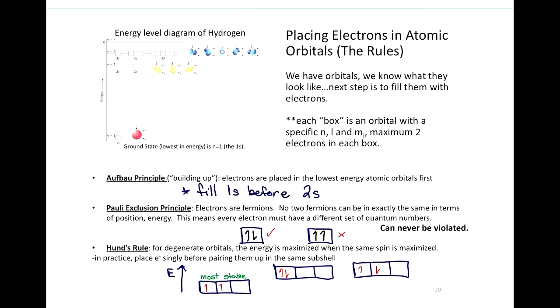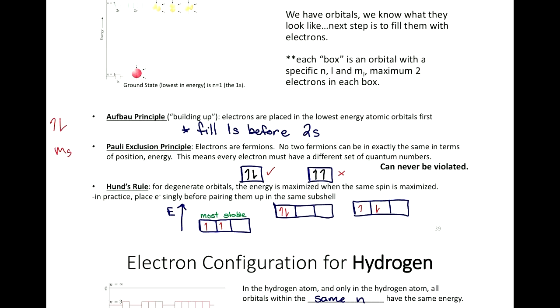That's why we needed the MS quantum number that allowed us to put 2 electrons up and down in the same box, because if you have different spins, then you don't violate Pauli's exclusion principle. So the rule here is if you have to put 2 electrons in a box, they have to be spin up, spin down. They can't both be spin up, or both spin down, so you can't have this one.